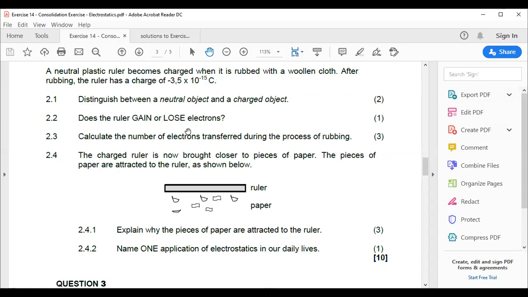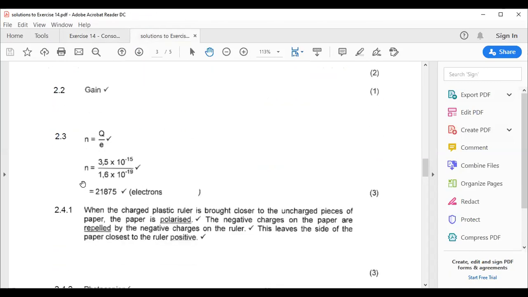Calculate the number of electrons transferred during the process of rubbing. Right, so you have to calculate your number of electrons, N. So what you're going to say, your N is equal to Q divided by the charge on an electron. Here they've used E. I think in my handout they say N, Q, and Qe, which is the charge on an electron. Other sources would use E, which is still fine.